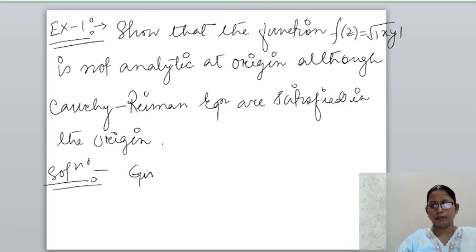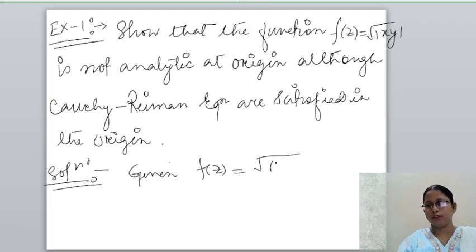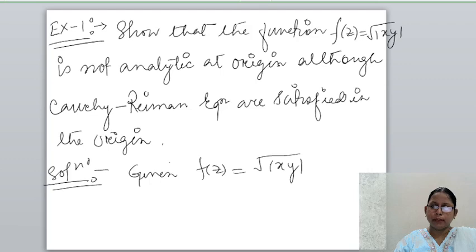We are given the function f(z) equal to root over mod of xy. Now we have to show it is not analytic at the origin. That means the derivative at the origin does not exist. We have to show that the derivative of f(z) at the origin does not exist, and that the CR equations are satisfied. That is two conditions.